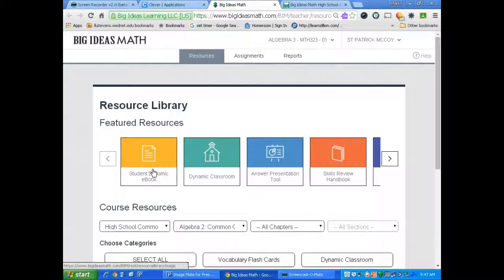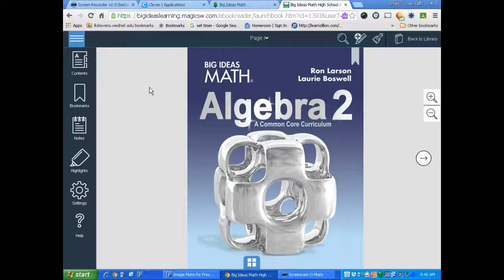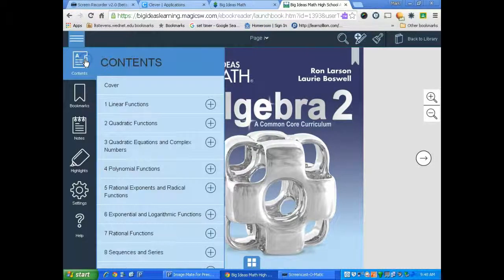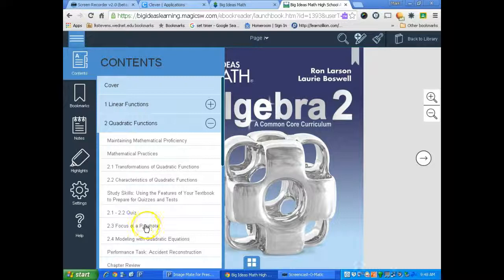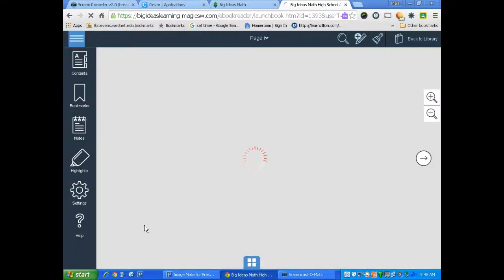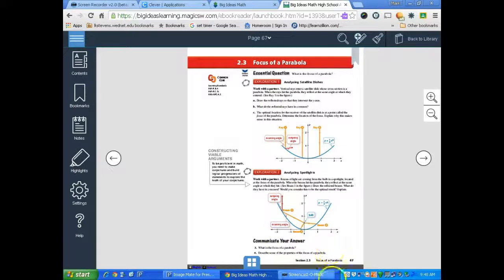Okay, so I want you to go ahead and hit Student Dynamic eBook once you're in here. It should bring you to that page. Not as quick as mine, because I already loaded mine, because mine takes forever to load, so I figured I'd load early. It'll open the last page you're on. And once you're there, go to Table of Contents and go to Chapter 2, section 2.3. Page 67 for those of you who want the page number.